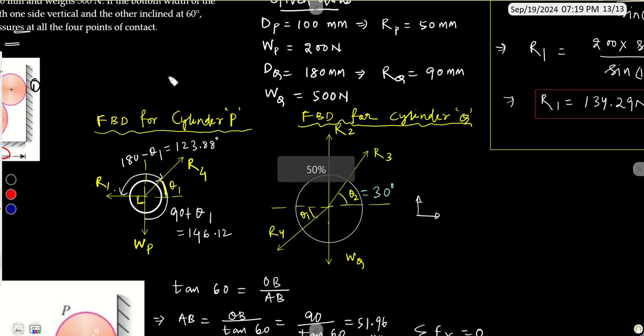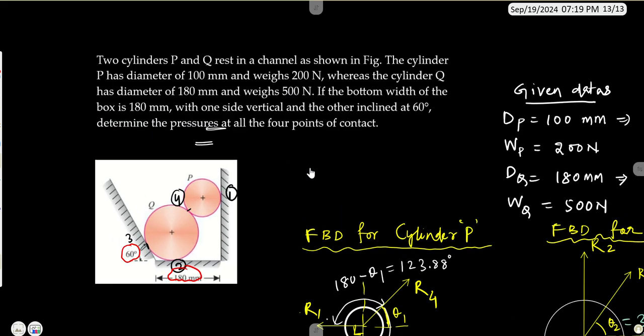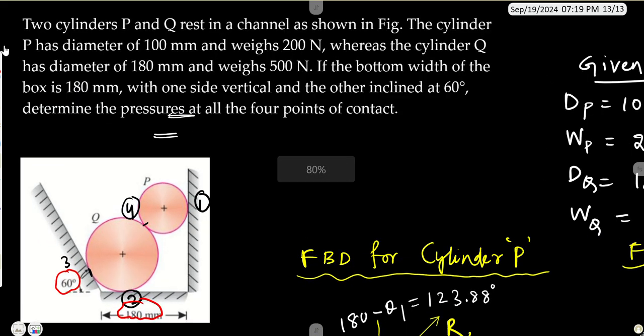So let us try to read fast. Okay, so here is the question you can see. Here it is saying that two cylinders P and Q rest in a channel as shown in the figure. So there are two cylinders we can see over here. One is P, the other one is Q. So this is a channel.